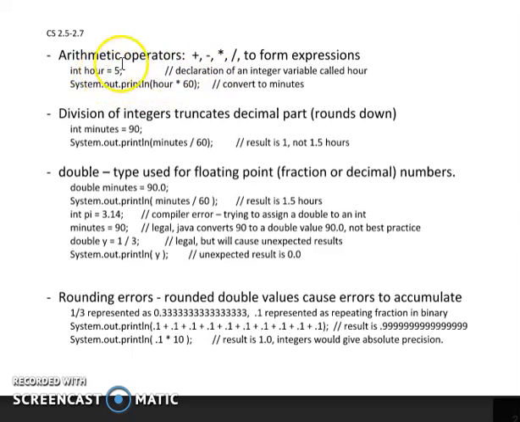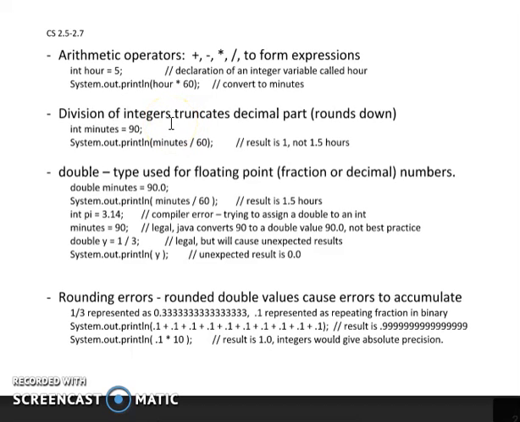For example, just like we've done before, you can assign a value to hour. You could actually put an arithmetic operation or expression in a println statement. So this should print out however many hours it is, multiplied by 60. So I printed out the converted value to minutes in this case.